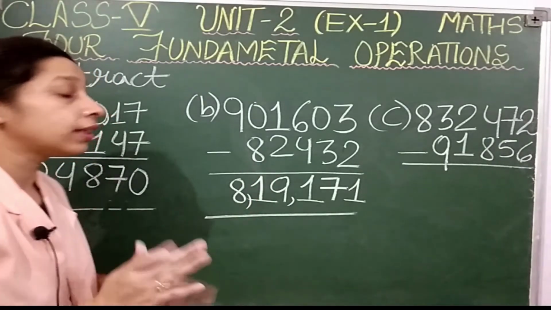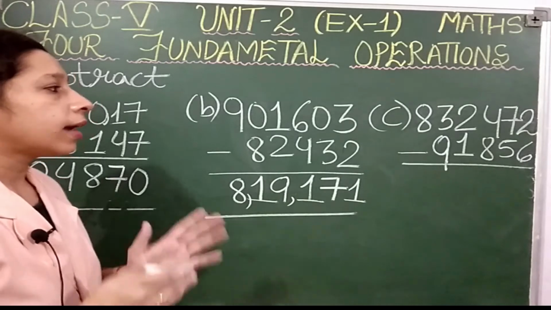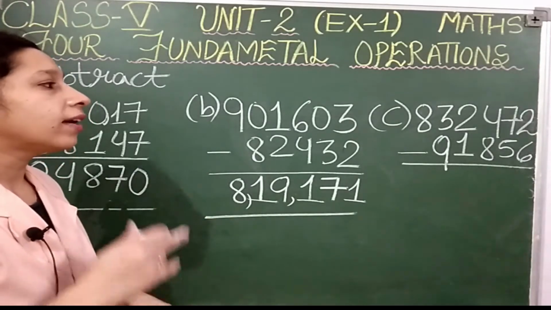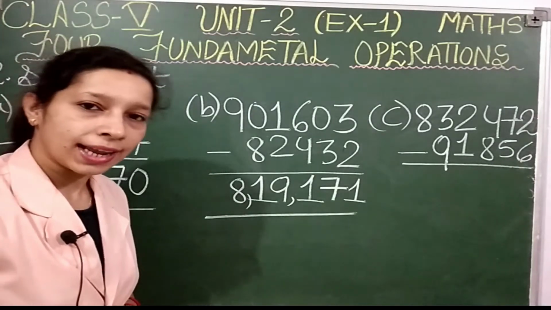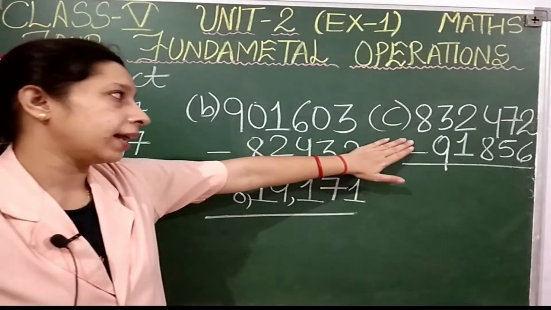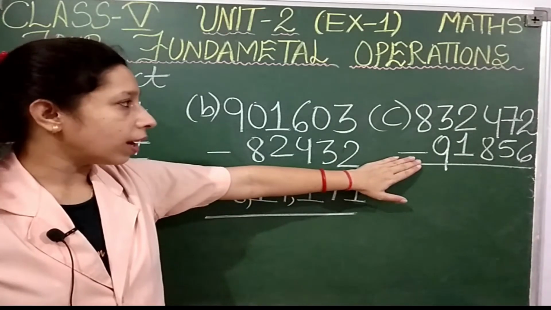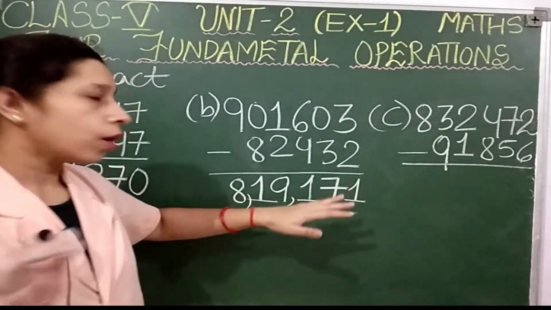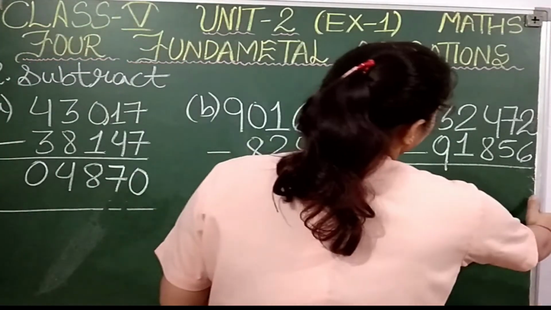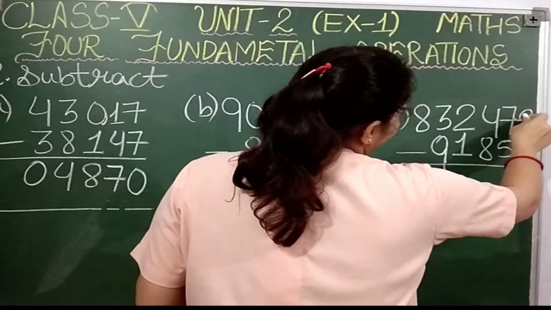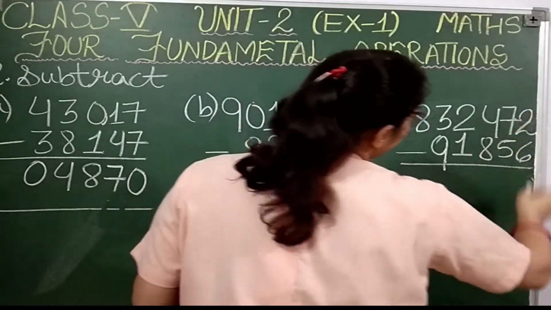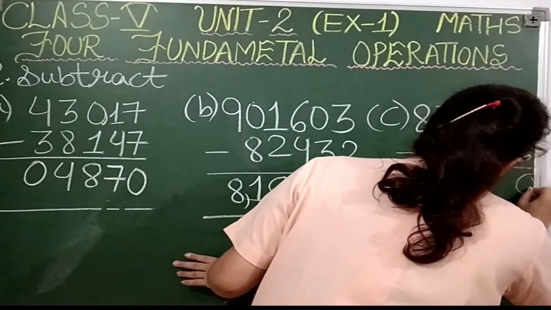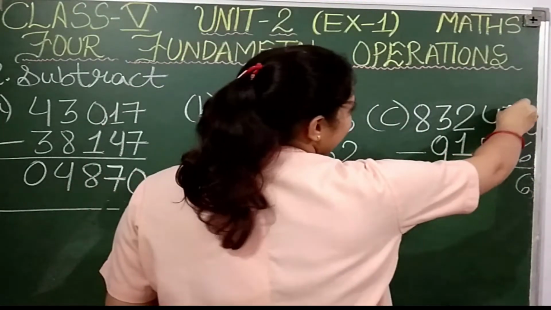Here in the question in your book it is given 91,856 from 8,32,472. No problem, we have written the greater number first and then the smaller number. Okay, let us subtract now. So here as 2 is there, we have to borrow 1. So it will become 12. 12 minus 6 you will get 6. With 7, 6 will be left.